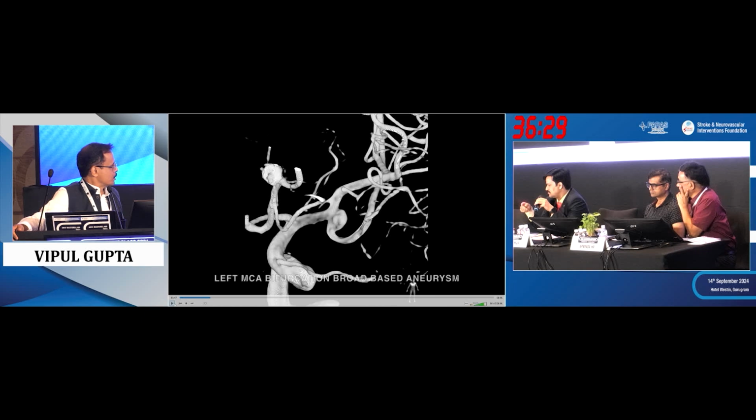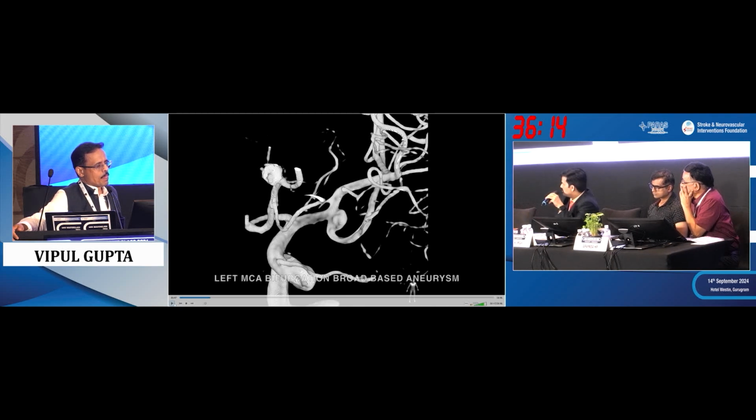So let us treat this as unruptured: either Y stenting and coiling, or a single stent, jacking that stent against the neck, shelving the stent in the inferior division, and the coiling.